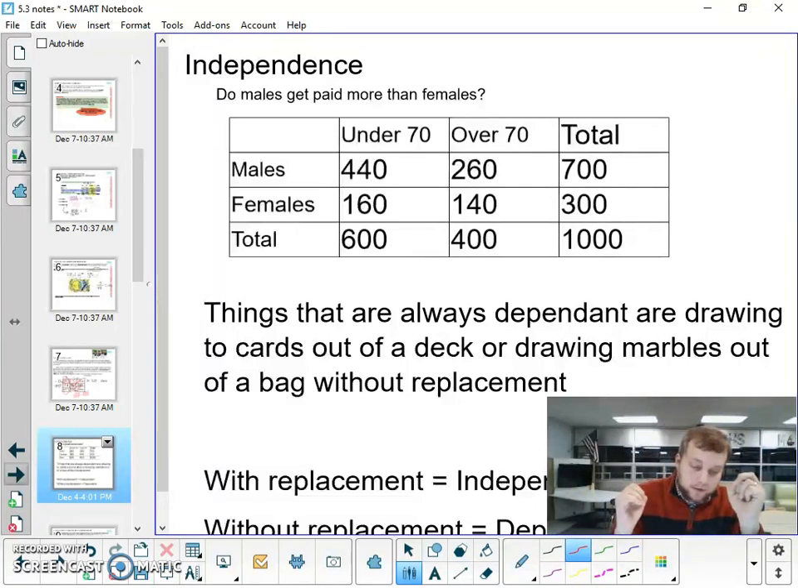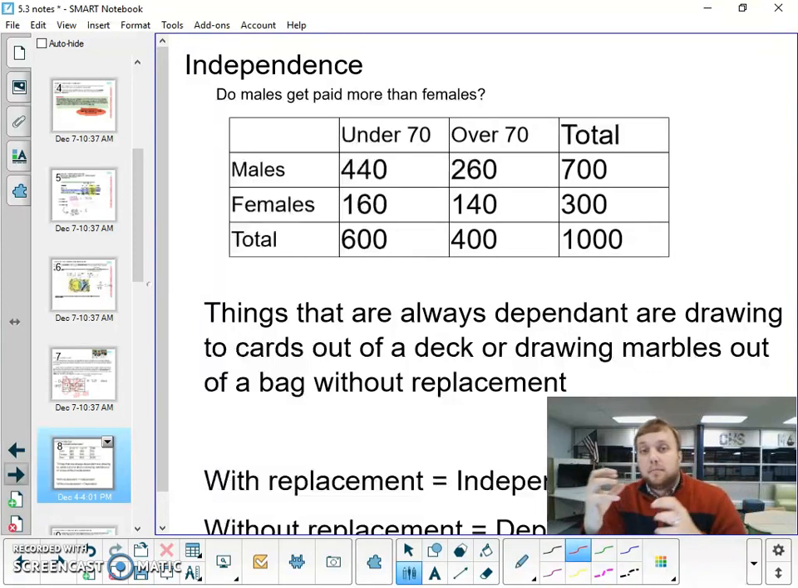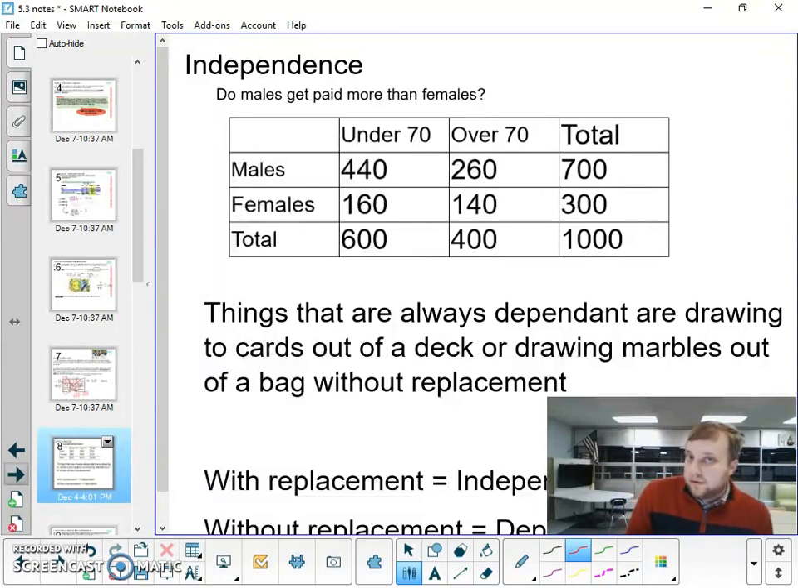So, for instance, does gender depend on money? We've all heard this before. Does being a female mean you're going to end up getting paid less? Well, here's a scenario. Just because of being a female, does that affect your pay? So here's basically a breakdown I have.